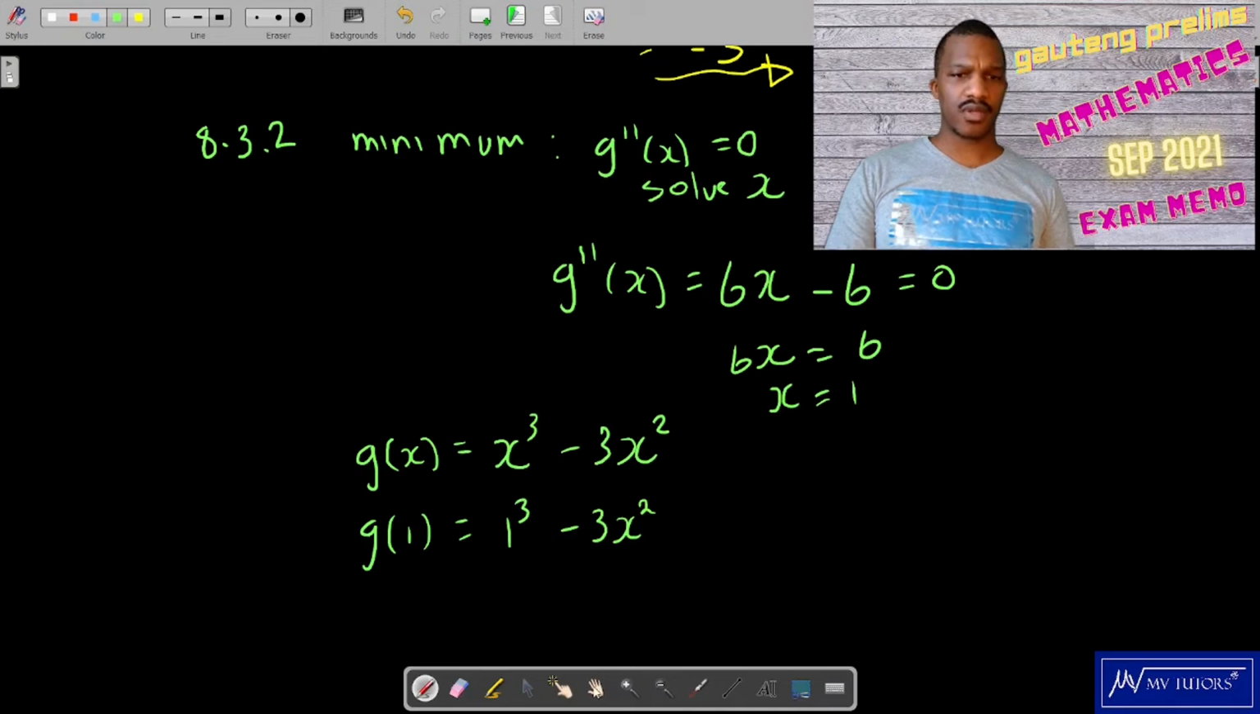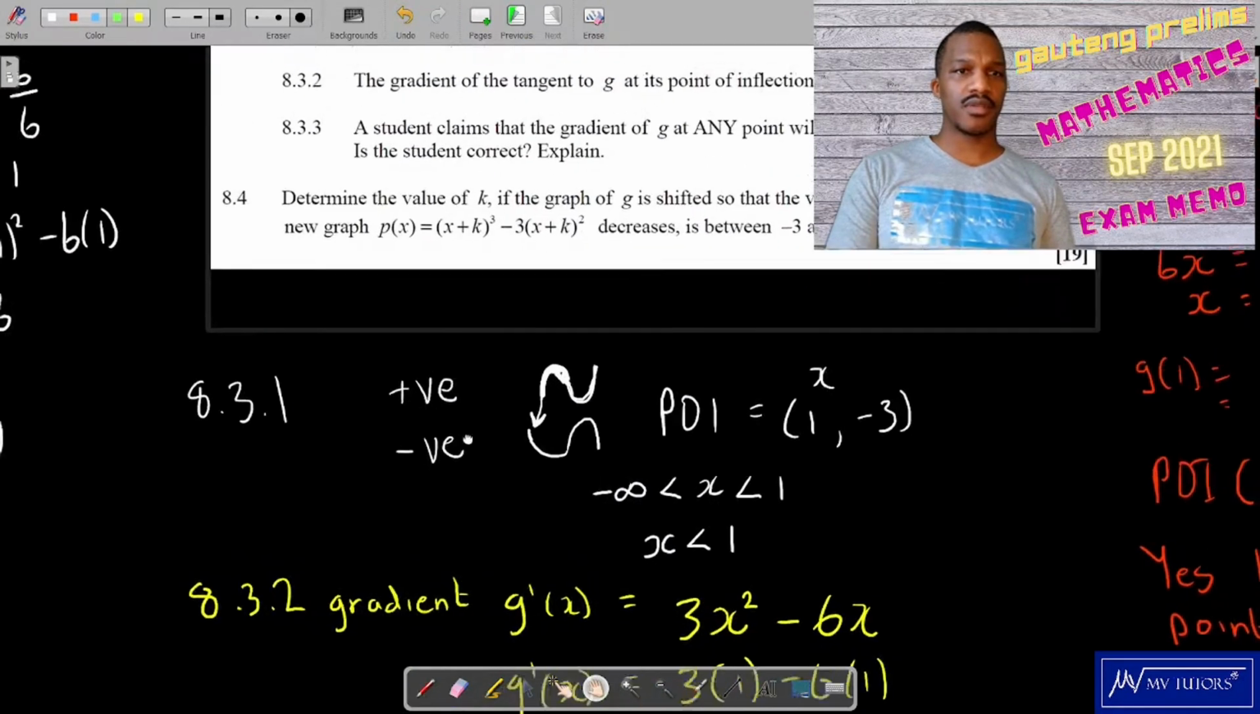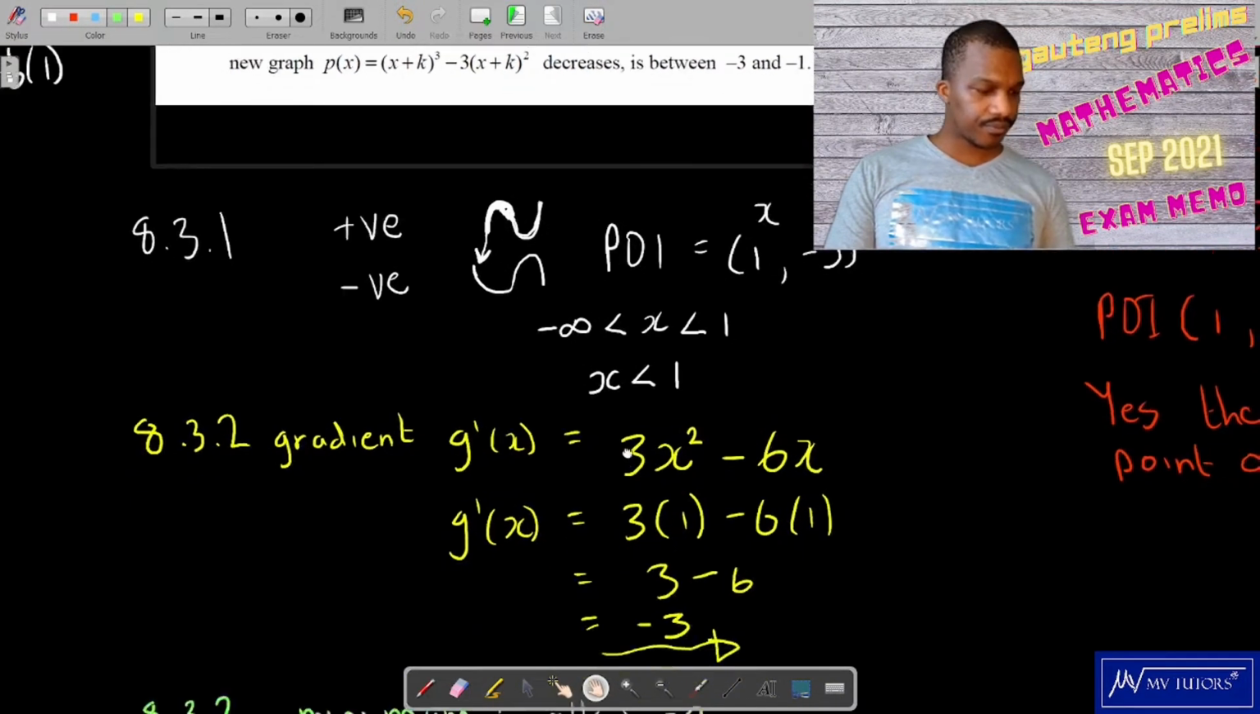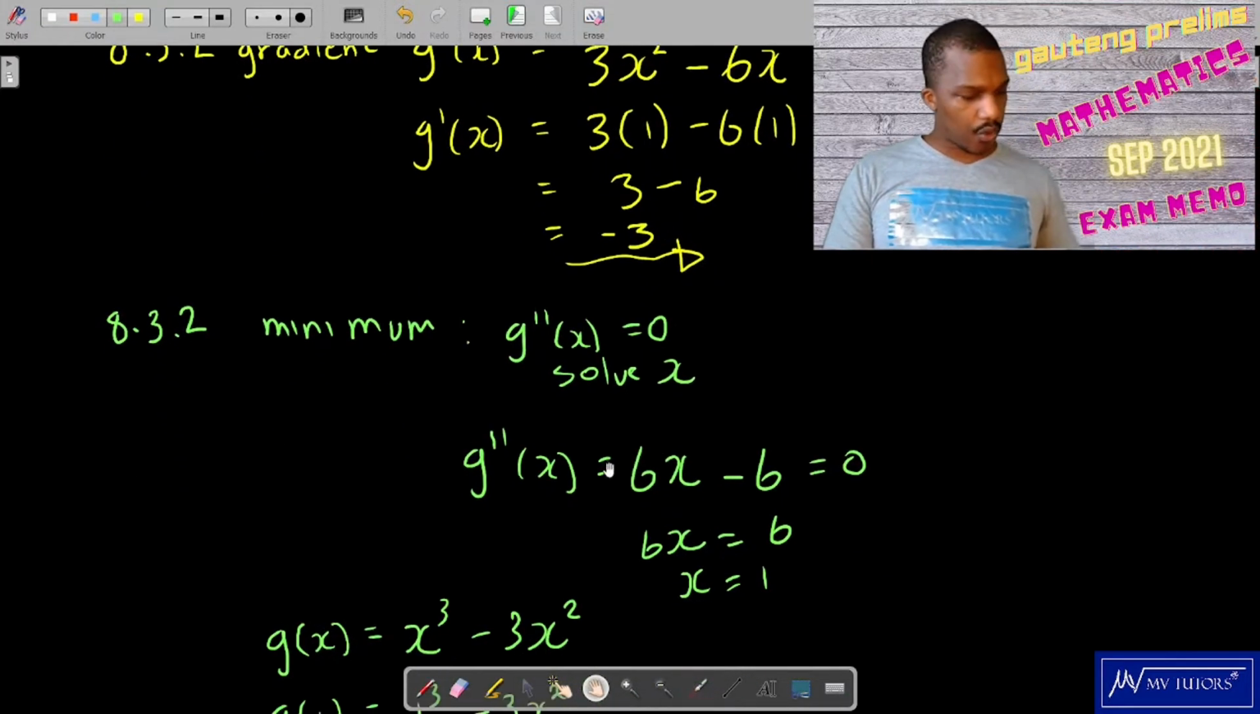squared. What? Hold up, just hold up a little bit. What are they talking about? The gradient of g at any point will never be less than, okay. Okay, I'm cool with that. Let me just check. Okay.